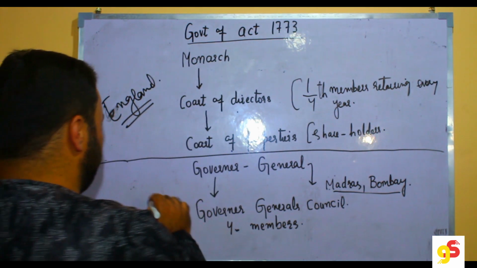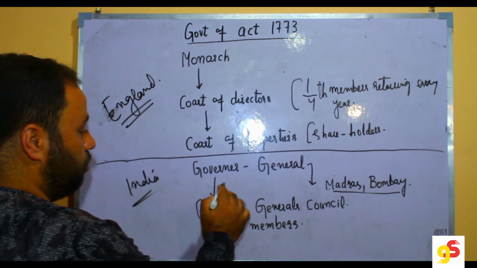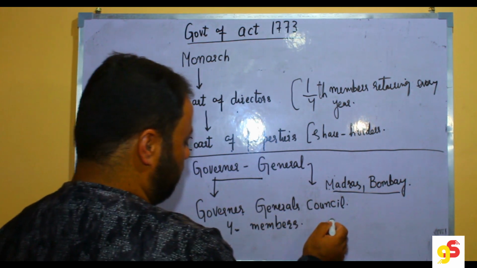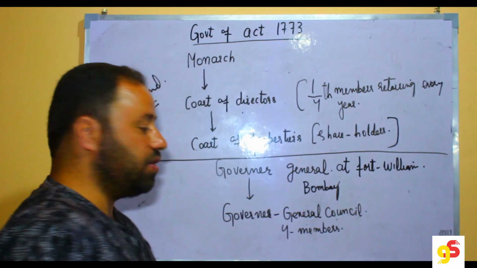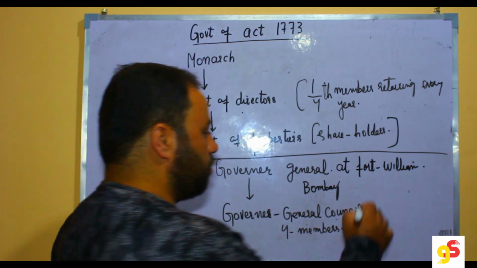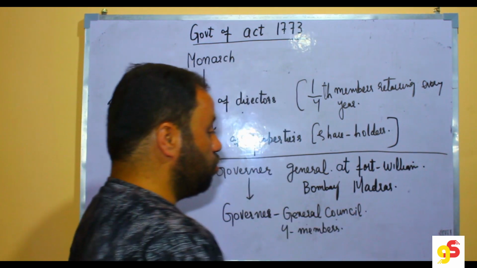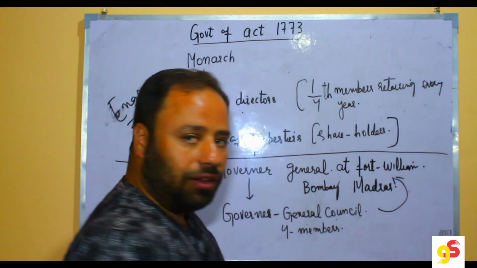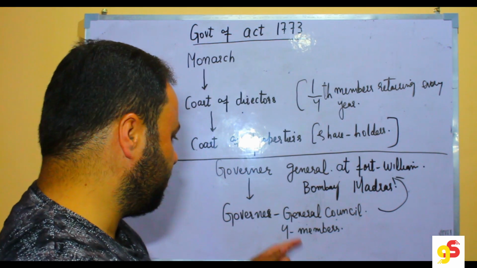And in India, there used to be the Governor General and the Governor General's Council. This was like a mini parliament. The presidencies of Bombay and Madras were made subordinate to the Governor General at Fort William in all affairs like diplomacy, war, and revenue affairs.